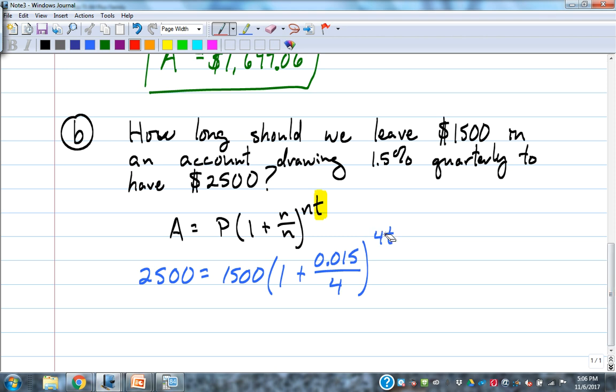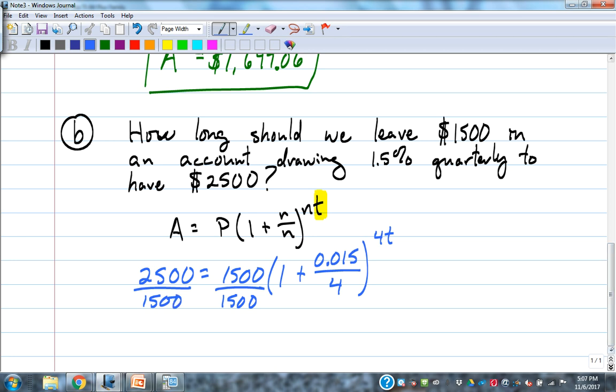Got to get this guy by himself. So we got this base here. That's a number, by the way. That base is a number. We got this number out here in the front that's doing what to all of this? Multiplying. So how can we get rid of it? If I divide by 1,500, that'll get rid of that.